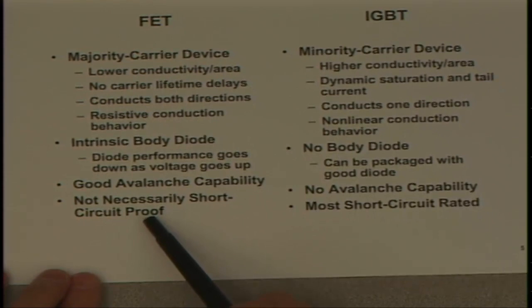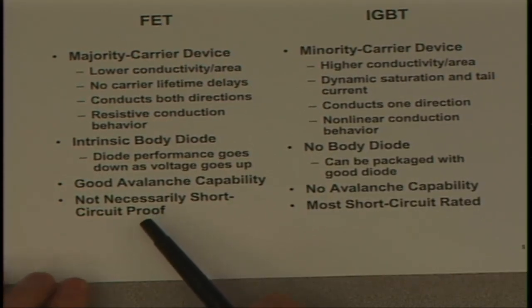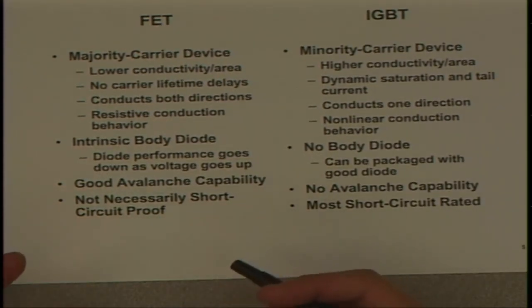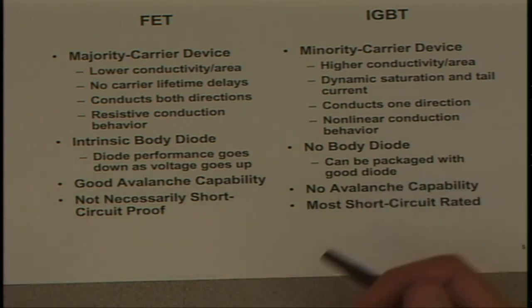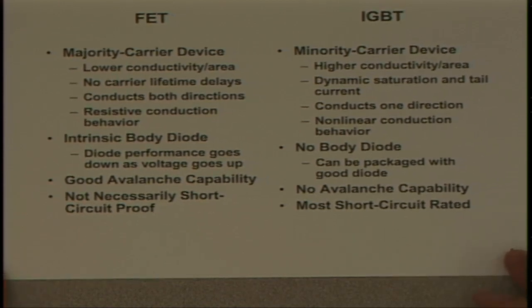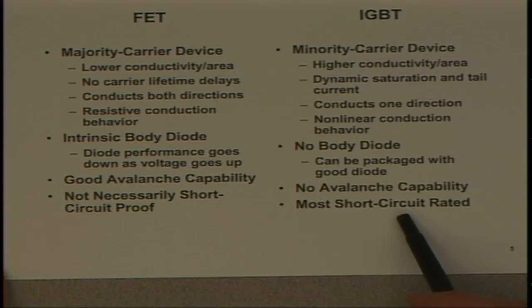FETs are not necessarily short circuit proof, meaning that if you turn on a low resistance FET into a bus with high capability, the current will quickly exceed the current carrying capability of the bond wires and the die itself, and it will be destroyed within microseconds. Whereas IGBTs mostly are short circuit rated, meaning you can turn them on across a full bus voltage and they will self-protect, and I'll talk a little bit more about that.